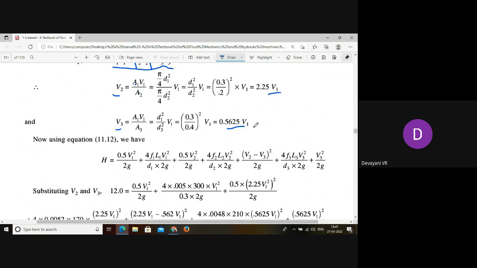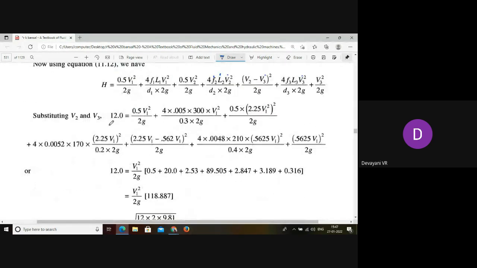So if you draw the figure, then writing the equation will be very easy for you, isn't it? So this is the equation, as you know. Loss occurs at the entrance, then friction in the first pipe, then loss due to contraction, friction in the second pipe, loss due to enlargement, friction in the third pipe, and loss at the exit. So let's write all the values. We have the friction value, the length, and also V2 and V3 in terms of V1. Substitute all the values and get the total equation in terms of V1.